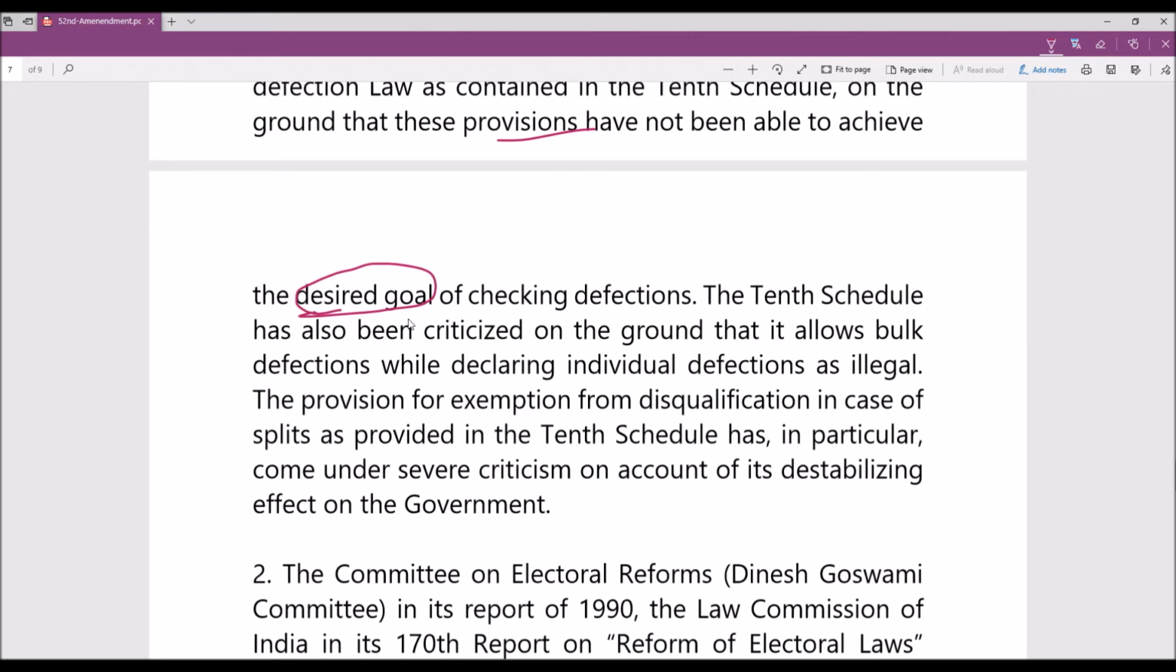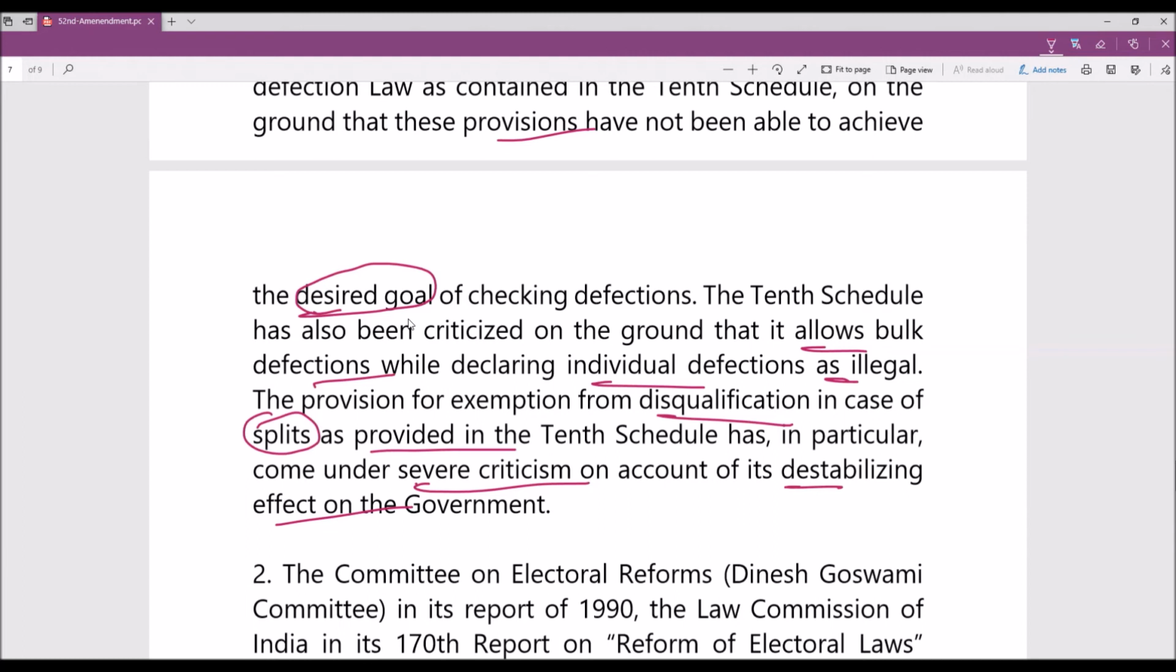On the ground that it allows bulk defection while declaring individual defection illegal, the provision of exemption from disqualification in case of split is provided in the 10th Schedule. So previously there was a split. In the 91st Amendment we removed the split. It had been subject to severe criticism on account of destabilizing. So what happens in the split? If 1/3 of members say we are not members of a party, we don't want to be in this party, this can bring down governments. So this is why the split was removed.